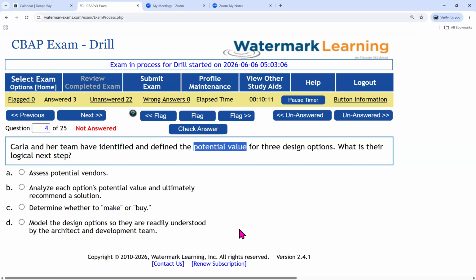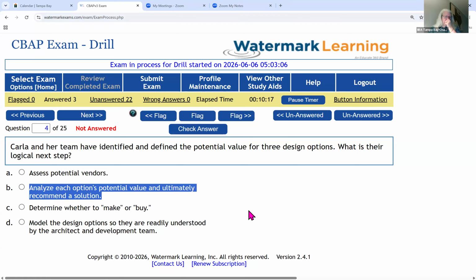I would say B. Why are we eliminating B, Gabriella? Because they have already identified the potential value of the three design options, and now they have to make the decision which one to choose. Okay, so you're saying this is the best answer. Is that correct? Yes. Okay.